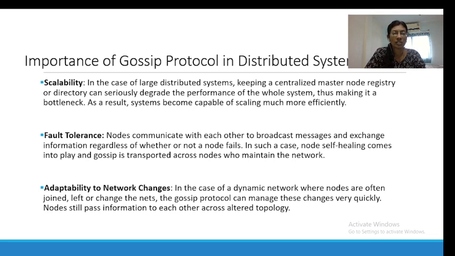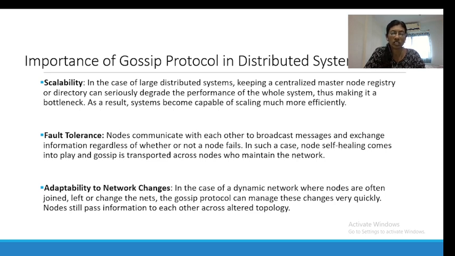Fault tolerance. Nodes communicate with each other to broadcast messages and exchange information regardless of whether or not a node fails. In such a case, node self-healing comes into play and gossip is transported across nodes who maintain the network.